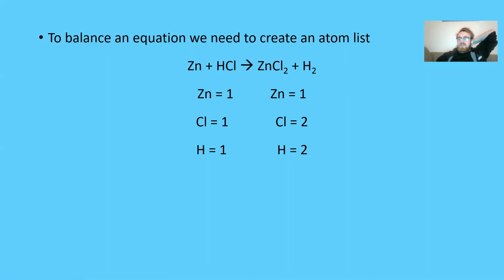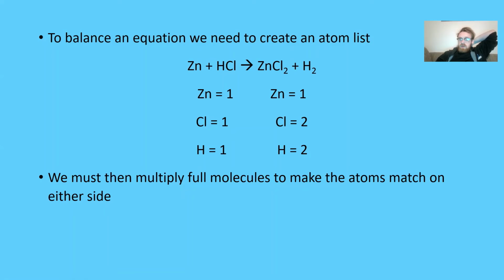What we can now do is start to multiply the molecules. And when we're multiplying molecules, the number always has to go in front. Don't put any numbers in the middle of molecules. That changes the molecule. We're not changing the molecule at all. All we're doing is changing the number of the molecules that we have. We must multiply full molecules to make the atoms match on either side.